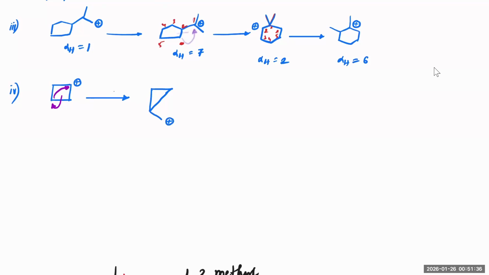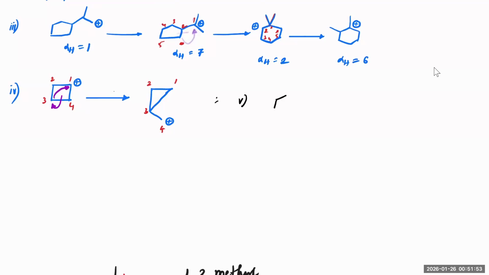If I put the number of carbons as they originally are, 1, 2, 3, 4, now this will become 1, 2, 3, 4. So 3 and 1 will close the bond, and on the fourth position you will get a positive charge. So this is an example of ring compression.